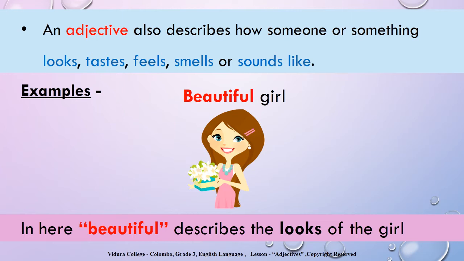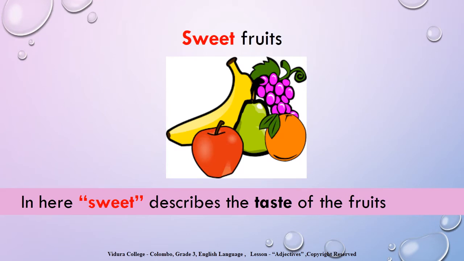That's not all children. An adjective also describes how someone or something looks, tastes, feels, smells or sounds like. Look at the picture given below. Beautiful girl. Here the word beautiful helps to tell something more about the look of the girl. So the word beautiful is an adjective. Look at this picture. Sweet fruits. The taste of the fruits is further described using the word sweet. So the word sweet is an adjective.